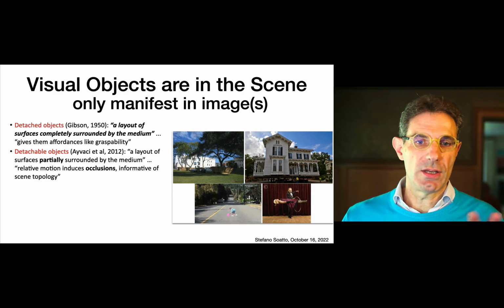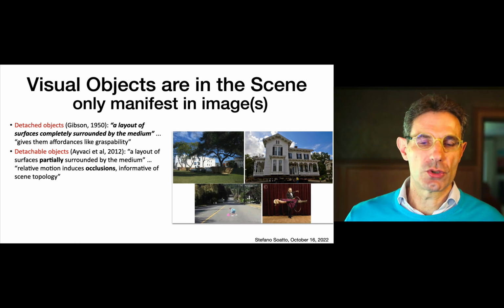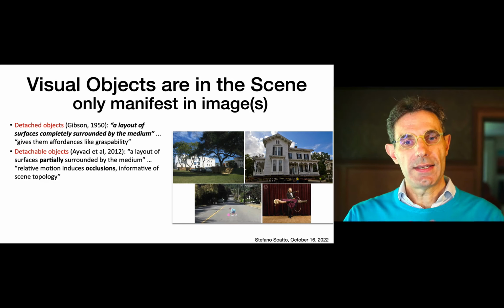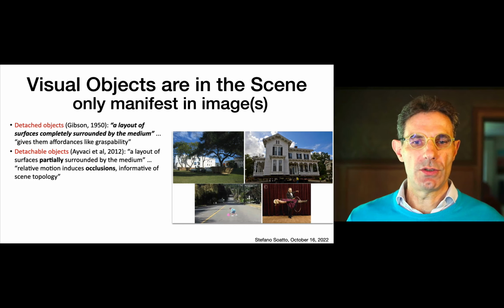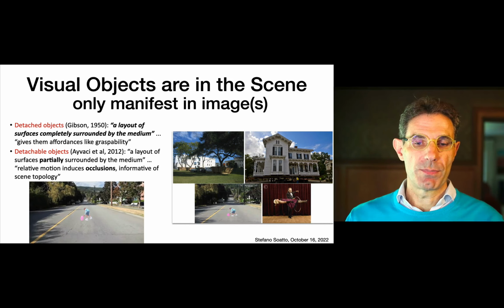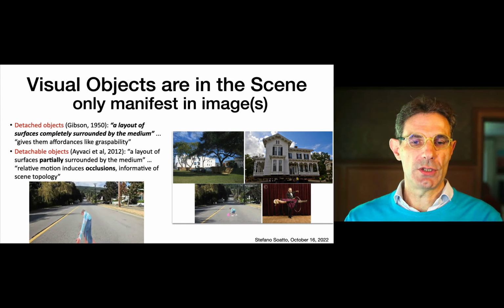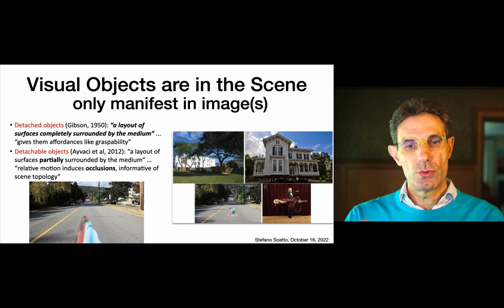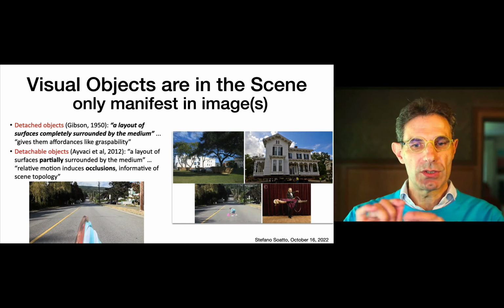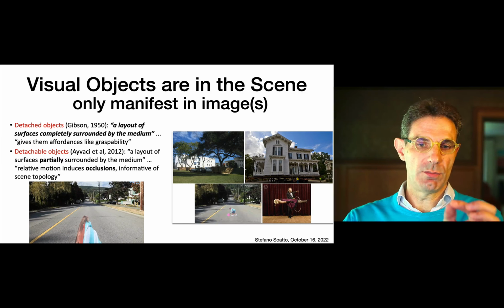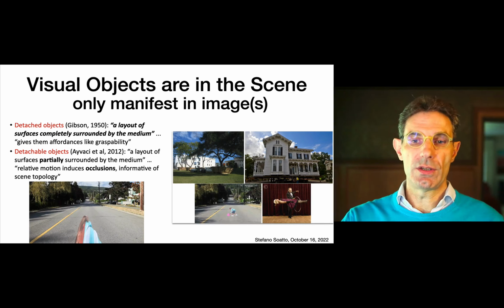But since you don't see many objects floating in midair, a weaker notion introduced in 2012 was that of a detachable object as a layout of surfaces partially surrounded by the medium. And that is relevant because relative motion triggers occlusions, and occlusions are manifest in the image, but they're informative of the topology of the scene. It tells you whether two nearby points in the image are actually neighbors in the scene. And they can be arbitrarily far. You look out the window and one pixel sees the moon, and the nearby pixel sees the window frame.